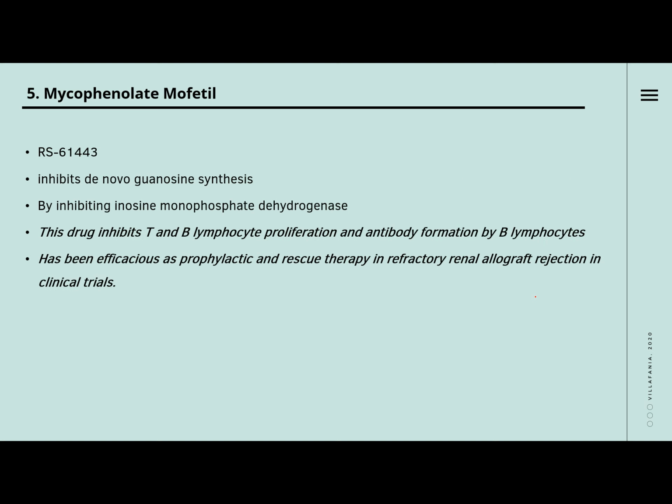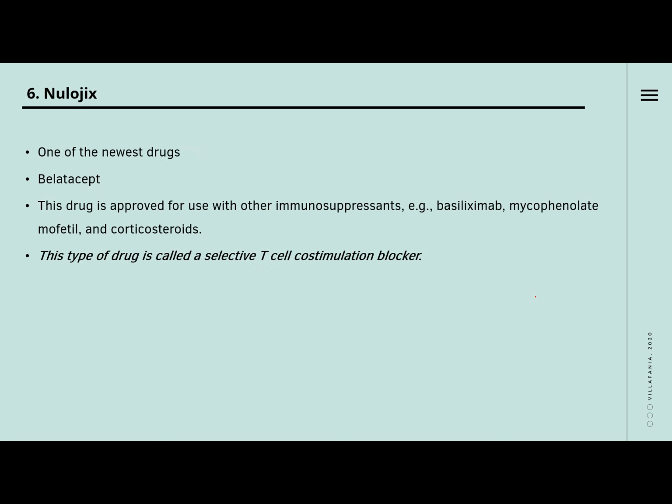Then we have your mycophenolate mofetil, RS61443, which inhibits de novo guanosine synthesis by inhibiting inosine monophosphate dehydrogenase. This drug inhibits T and B lymphocyte proliferation and antibody formation by B lymphocytes. It has been effective as a prophylactic and rescue therapy in refractory renal allograft rejection in clinical trials.